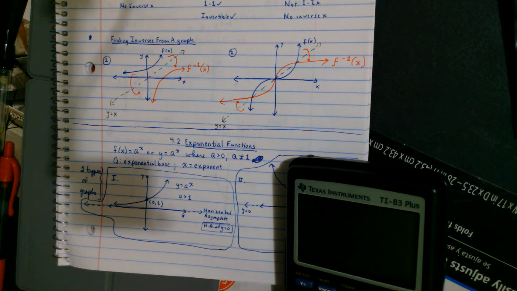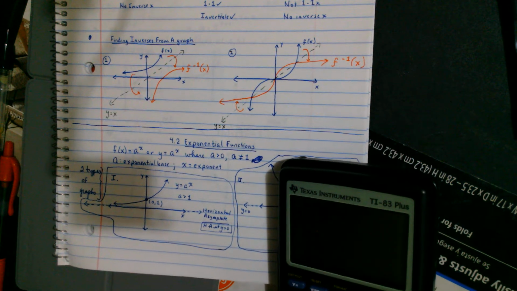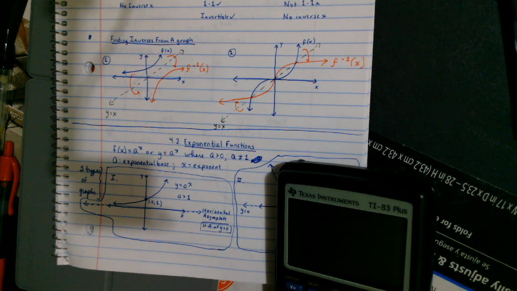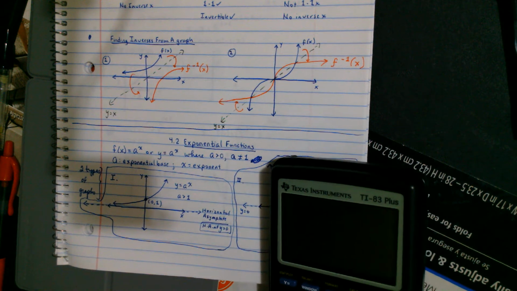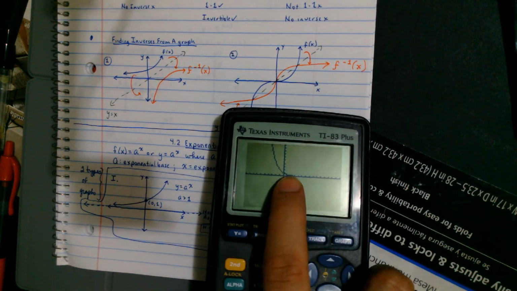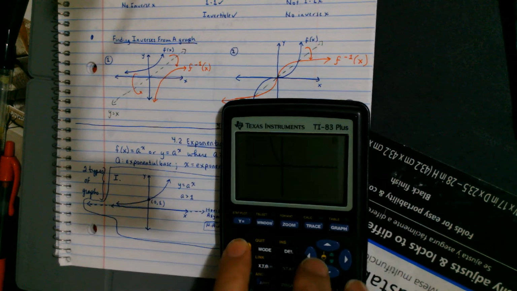No, no, not that one. Y equals stat plot. No, where is it? Well, anyway, the point that it's always going to pass through is the point 0, 1, because it turns out.